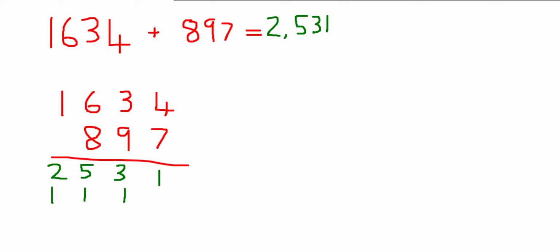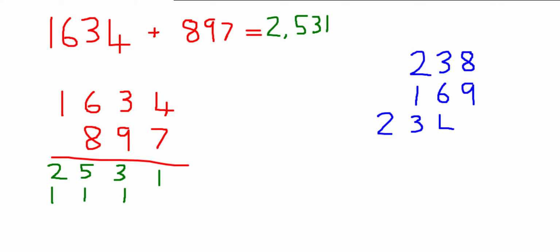The other time column addition is used is when there's lots of numbers you've got to add up. It starts to get a bit tricky to do those with a mental strategy. So once you've got 3 or more numbers, especially if they're quite big numbers, column addition is the way to go. And then you work it exactly the same as we did over here. We line up the ones, the tens, the hundreds, and the thousands, and then we're just going to add up the columns one column at a time.